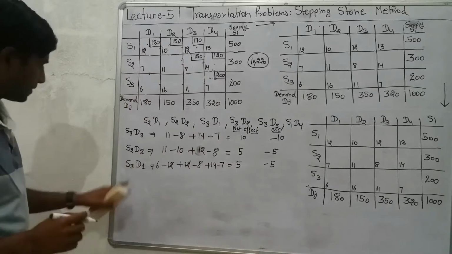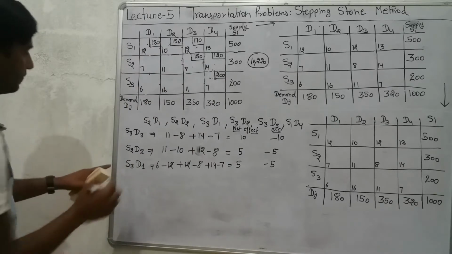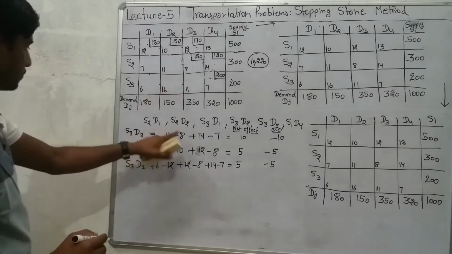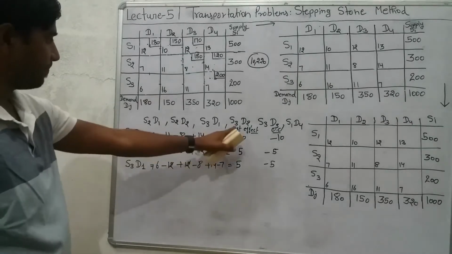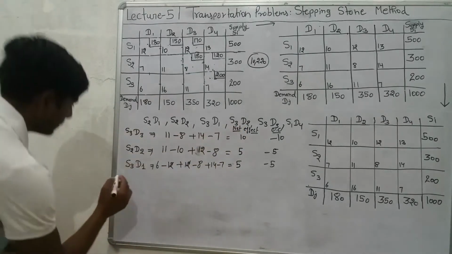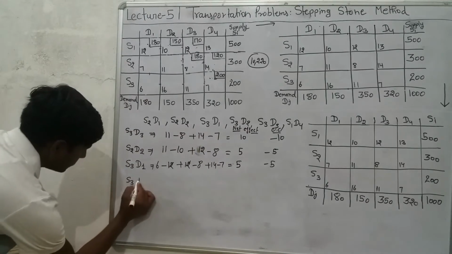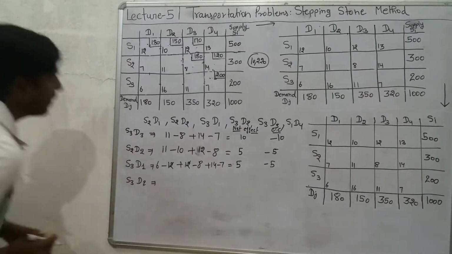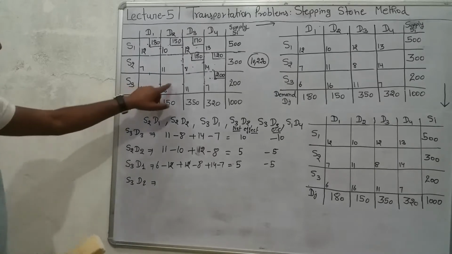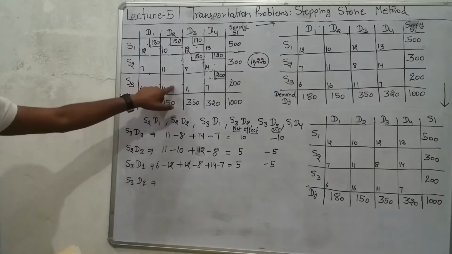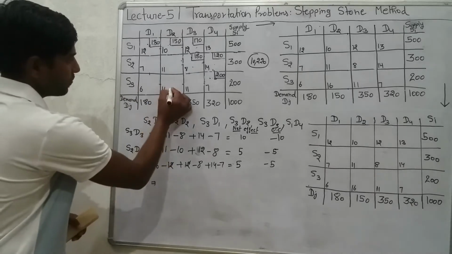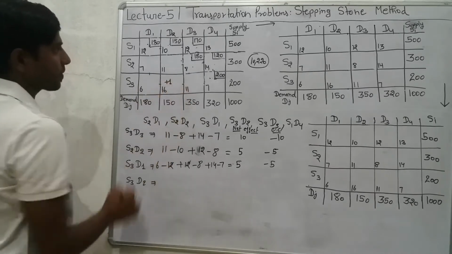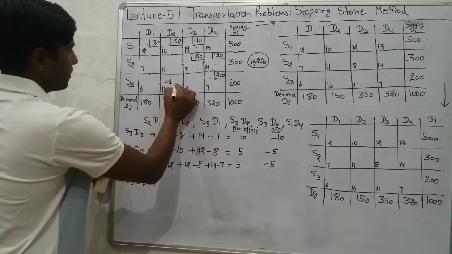Now again calculate the opportunity cost for which cell. S2D2 we have already used. S3D1 we have calculated. S3D2, for this particular cell. Okay, now tell me from where you are going to start the closed loop. From this point you are going to start, +1. You are moving clockwise.